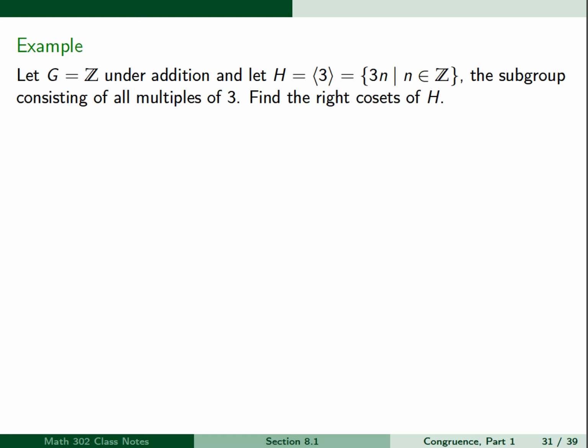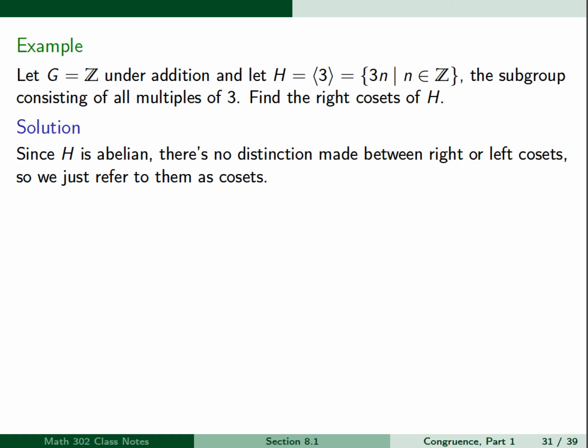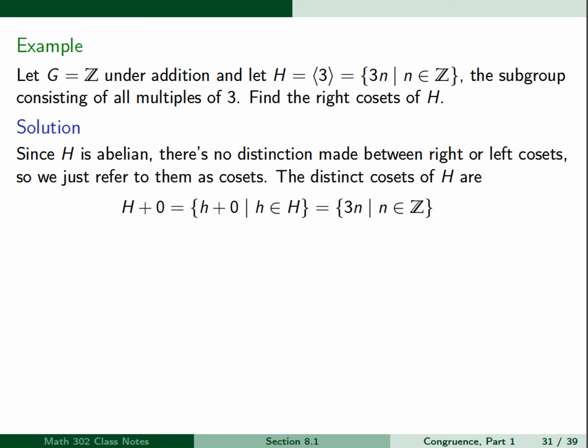And we want to find the right cosets of H. Well, since H is abelian, there's no distinction made between right or left cosets, so we can just refer to them as cosets. So the distinct cosets of H are, well, first we have H plus 0, and this is the set of all elements little h plus 0 as little h ranges over the elements of H, which is the set of elements 3n as n ranges over the elements in Z. So the elements of H are the multiples of 3, so they have the form 3n for some n in Z.